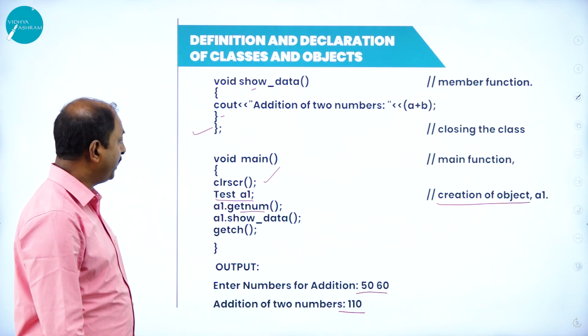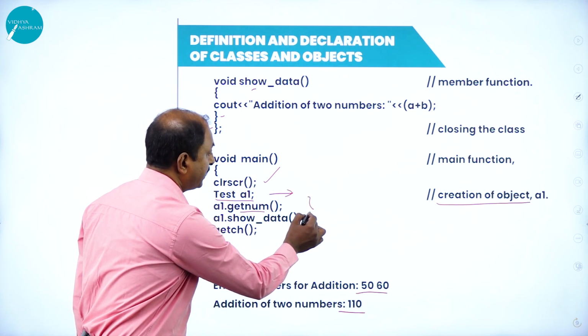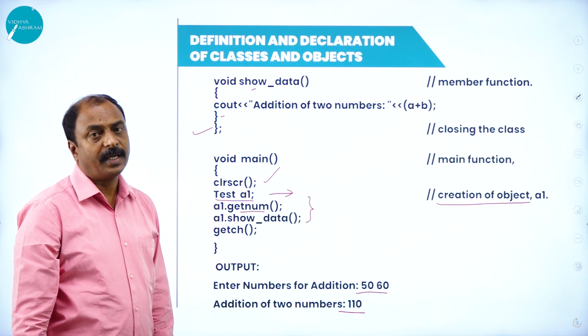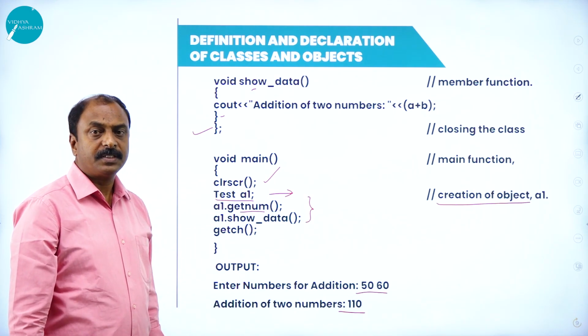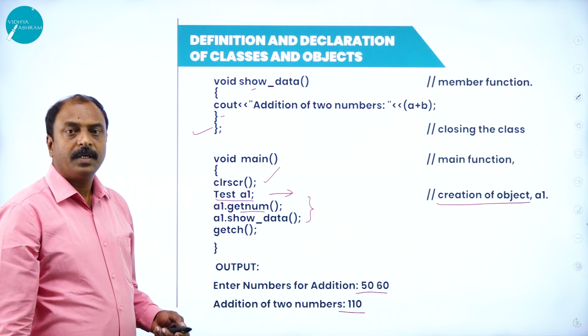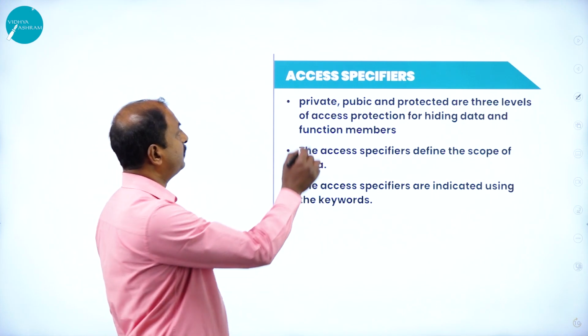And also we have learned how to create an object of a class and how to access member functions of a class through objects. So this is an important point in this example. In the next slide, we will see the next concept, access specifiers.